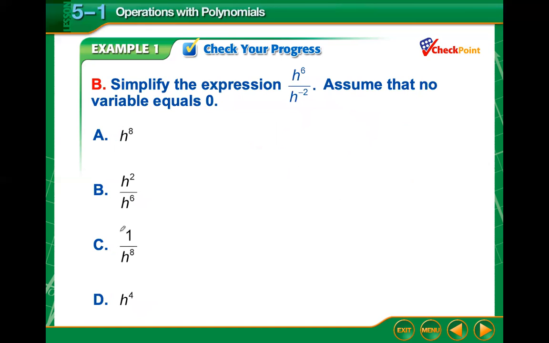All right, go ahead and try this problem. Unpause the video when you're ready to move on.